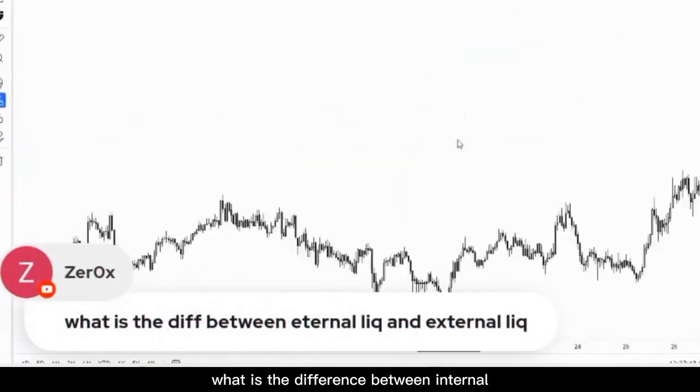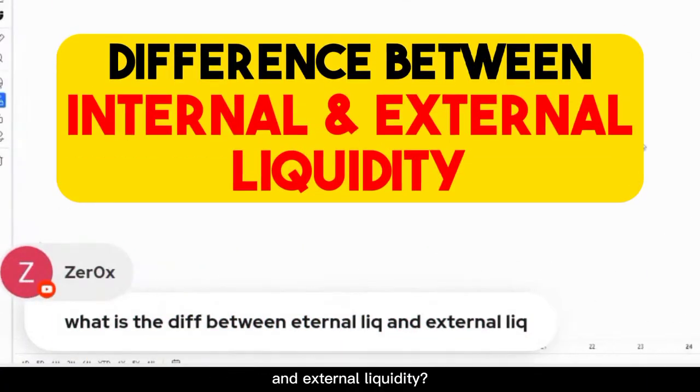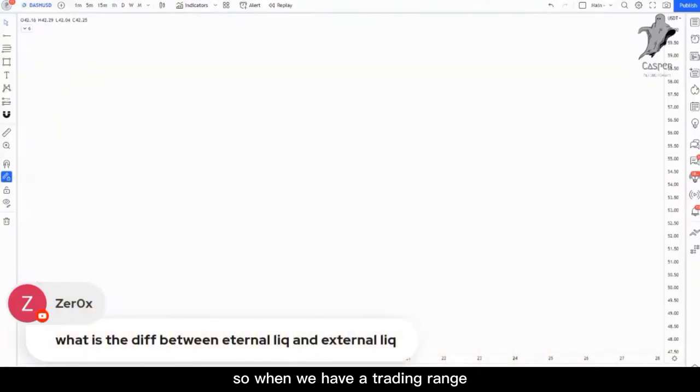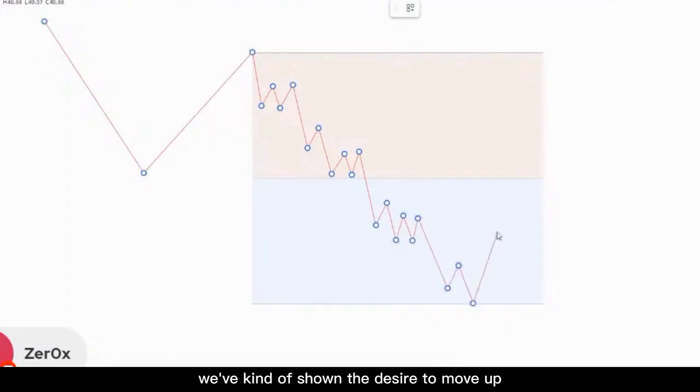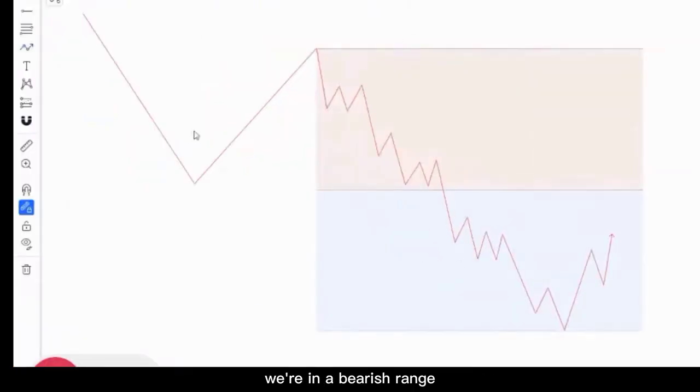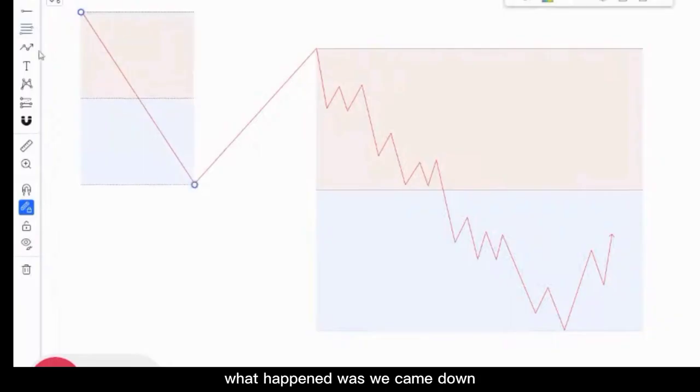So here's a good question. What is the difference between internal and external liquidity? So when we have a trading range and we're moving through this range, and we've kind of shown the desire to move up. We're in a bearish range, so we're going to look for price to come back up. Here was our old range, right? What happened was we came down and we took the external liquidity.